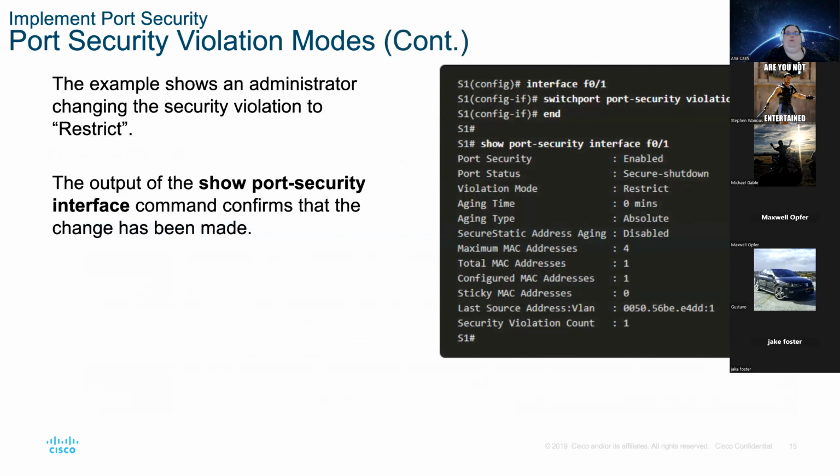In this example, the administrator changes the secure violation to restrict, and then the output of the show port security interface command confirms that the change has been made. You can see the enabled secure shutdown violation mode restrict, and that's what you should see after you set that up at the top.